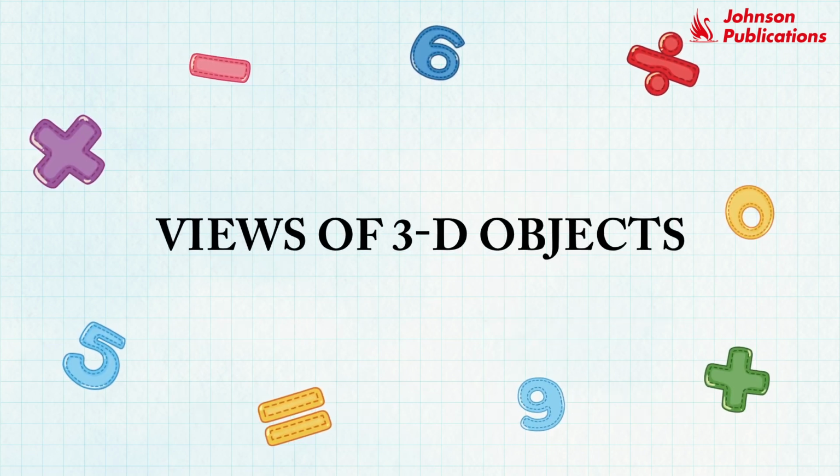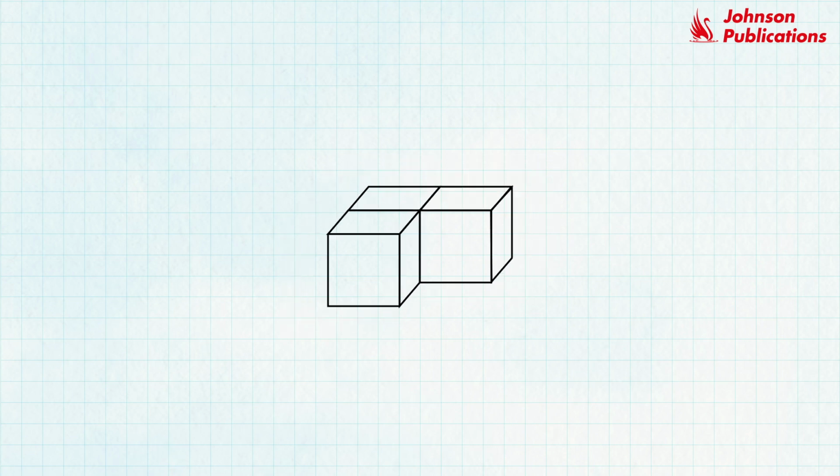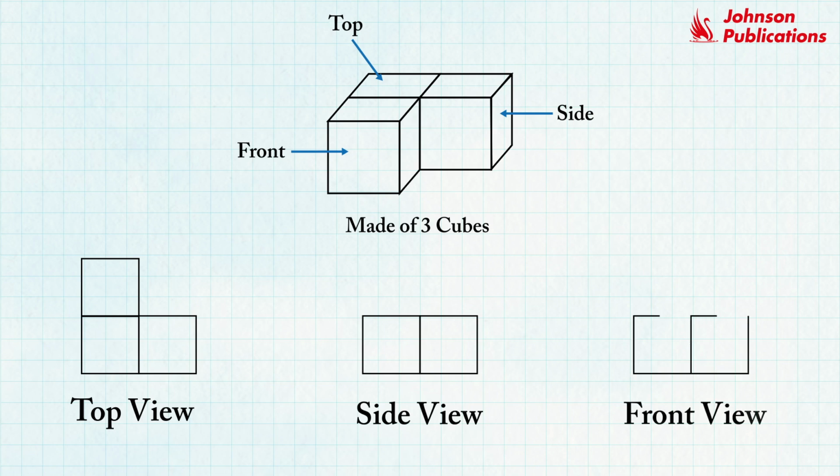Views of 3D objects. A 3D object may look different from different views. Look at this picture. It consists of 3 cubes. When we look at this shape from top, it looks like this. When we look at this shape from the side, it looks like this. And when we look at this shape from the front, it looks like this.